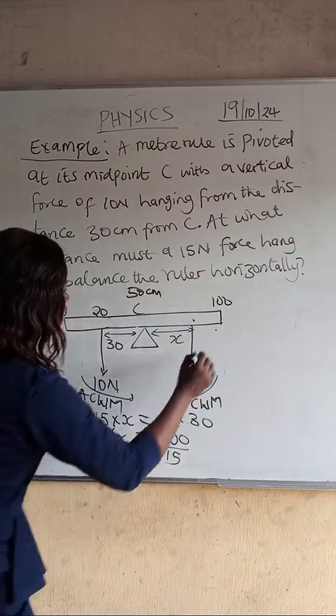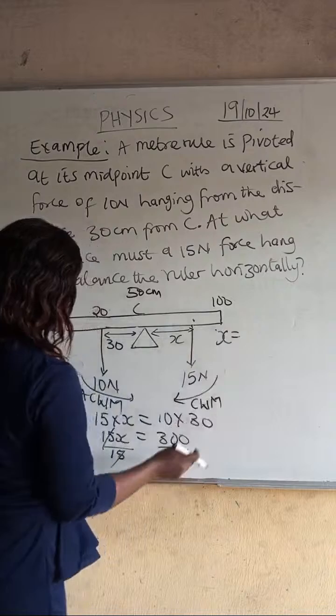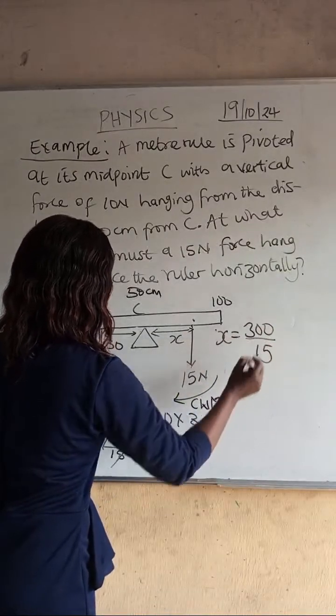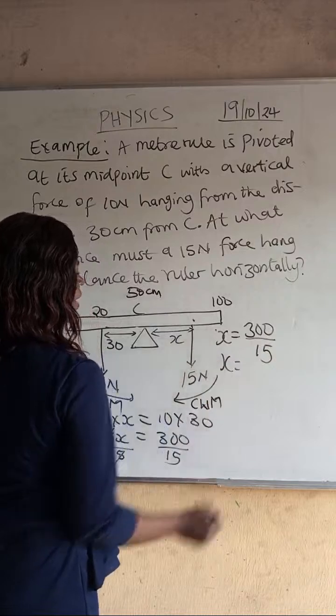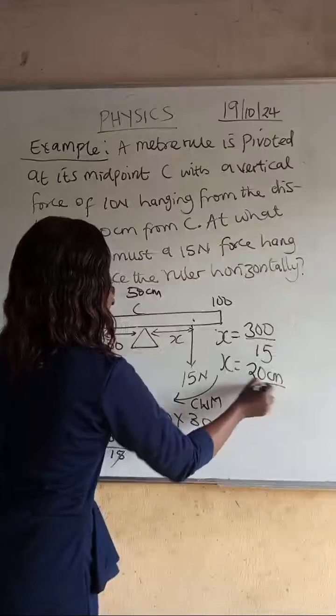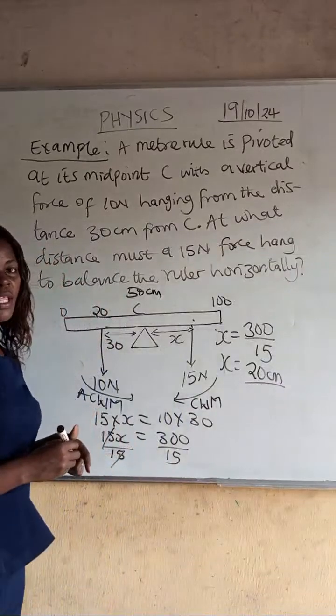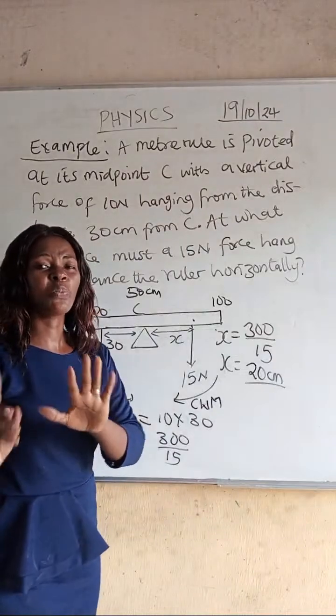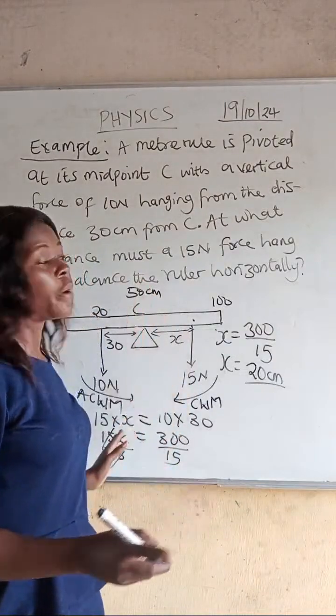This will cancel to be left with what? X. So this is 300 over 15. X is equal to what? It's going to give me 20 centimeter. So my x is equal to 20 centimeter. So this is how we can use the principle of moment to solve problems.